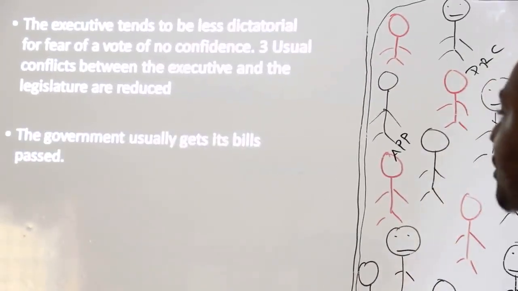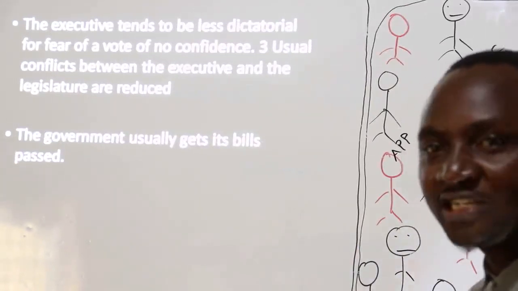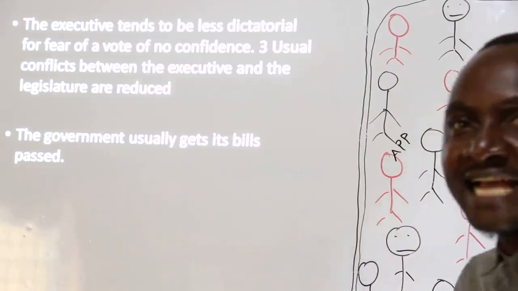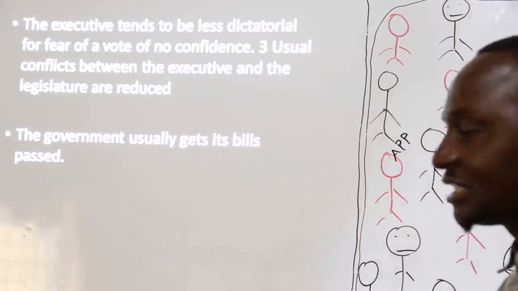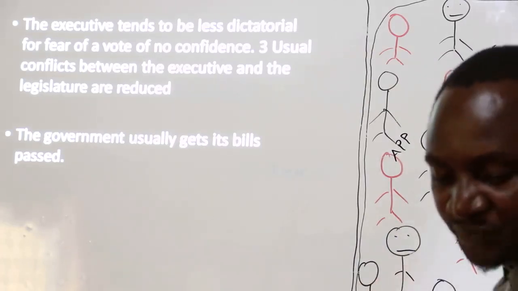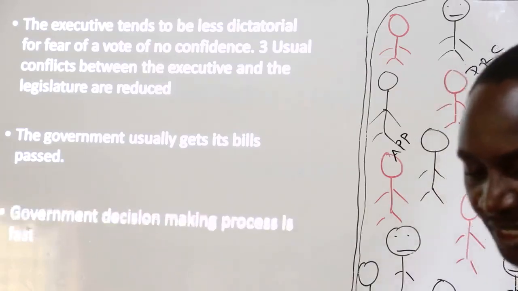The government usually gets its bills passed. Yes, because the prime minister is from the political party with the highest number of votes. Whatever executive bills are brought, since he has his people, it will just be passed without any problem. So government usually gets its bills passed.